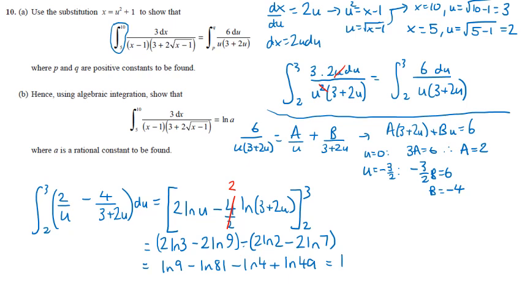So we can write that using rules of logarithms again: if we add logs together, we multiply, so 9 times 49. And if we subtract logs, we divide, so 81 times 4 on the bottom. And that simplifies. 9 over 81 is 1 over 9, so we've got 9 on the bottom. 9 times 4 is 36, so 49 over 36.